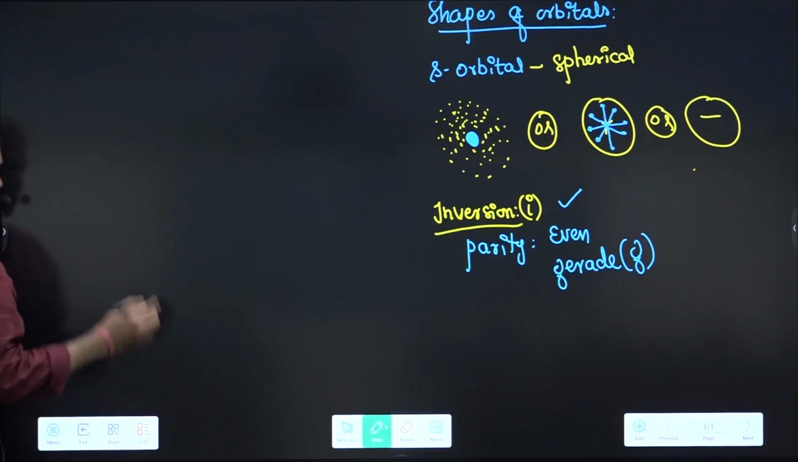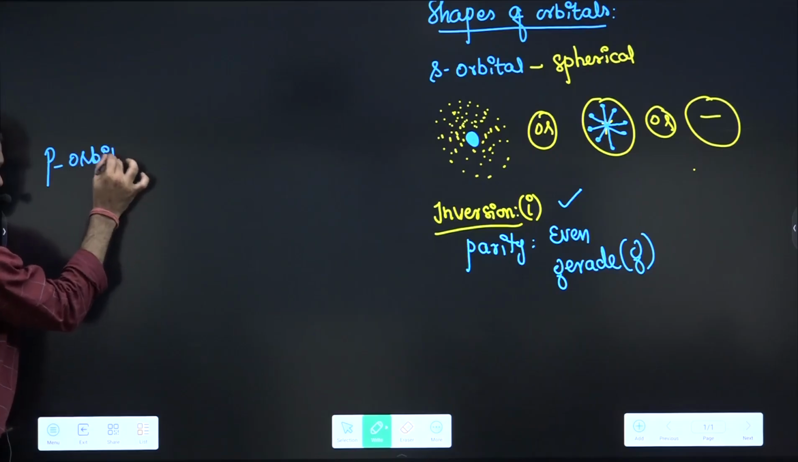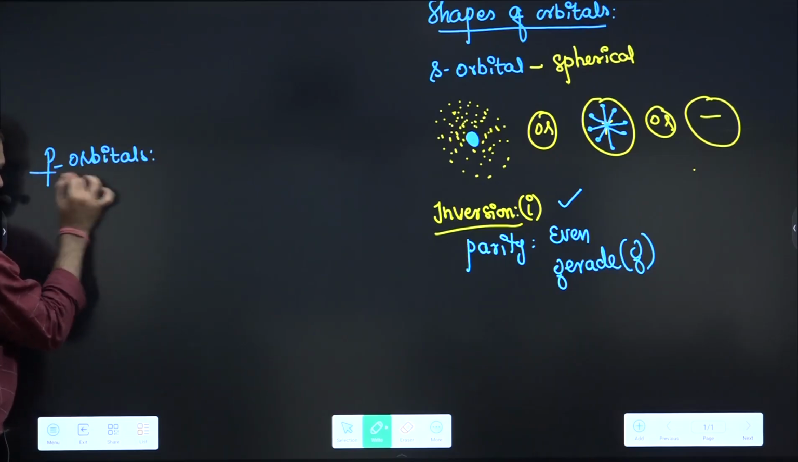P-orbitals, directly I am drawing the P-orbitals, not the contour plots. For every orbital you can go for the contour plots.